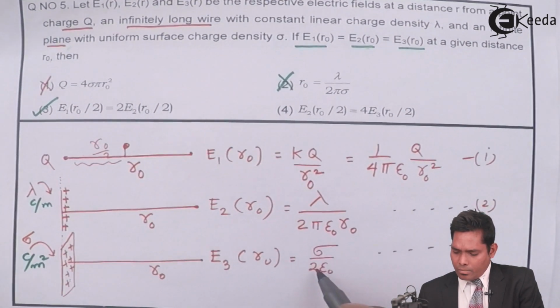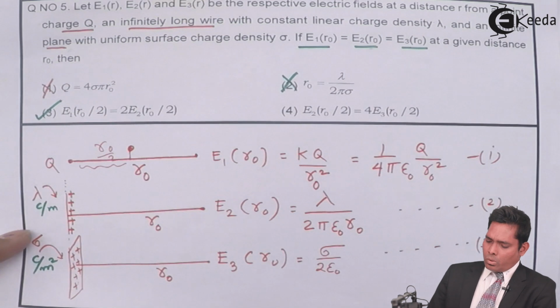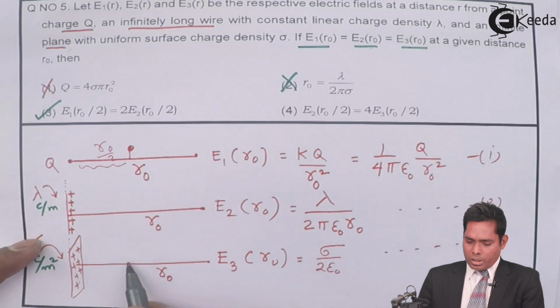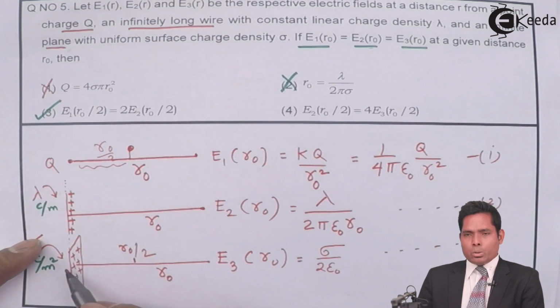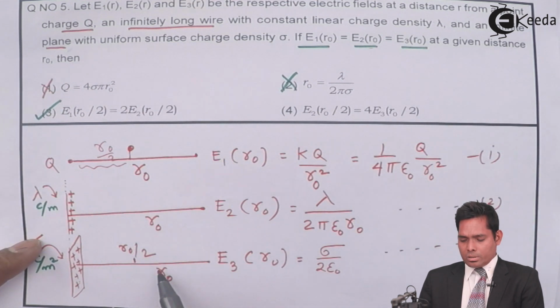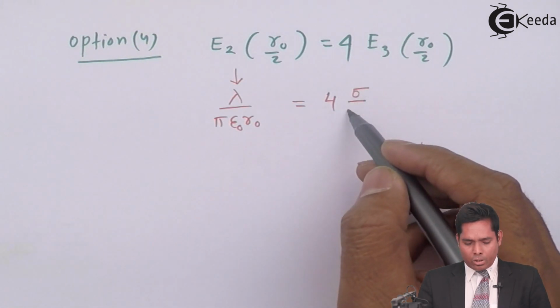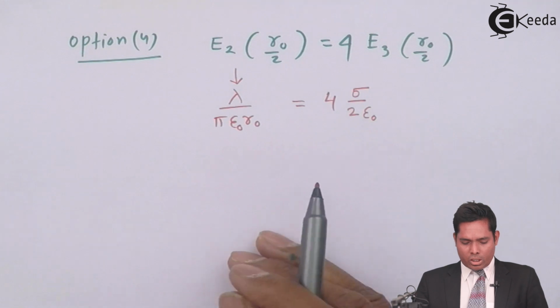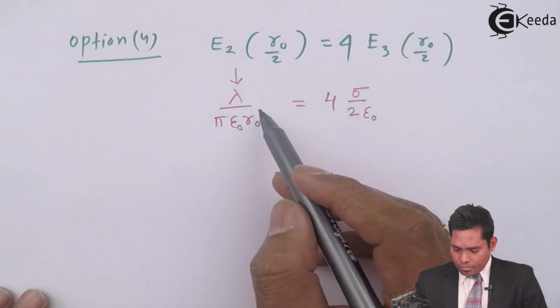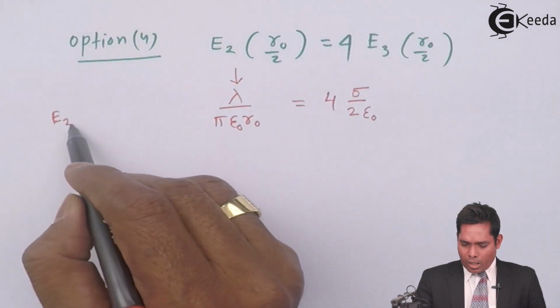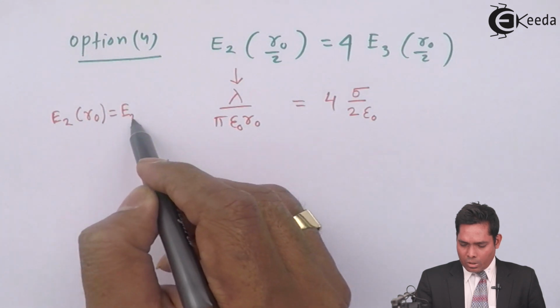E3 R naught is this, but then we must know that at a certain distance, whether it is R naught or R naught by 2, the electric field due to a plane charge is independent of this distance. This is a very, very important conclusion. Whether R naught or R naught by 2 or R naught by 3, this will remain the same. Therefore, this will be sigma divided by 2 epsilon naught. That is not going to change. Now, I know that E2 R naught is same as E3 R naught.